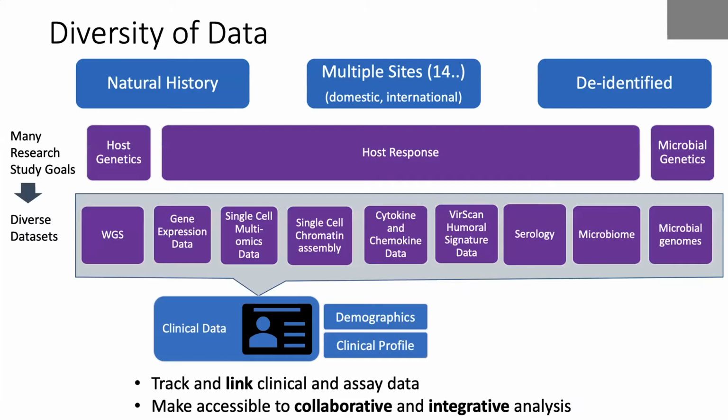Okay, so the background. The data for the COVID-19 consortium studies comes not from clinical trials, but from natural history studies. What that means is the data is unstructured, because it's coming from multiple hospital sites, both domestic and international. We have up to 14 now and growing. The data are all de-identified, however, with personal health information.